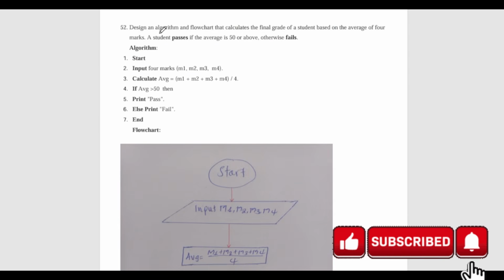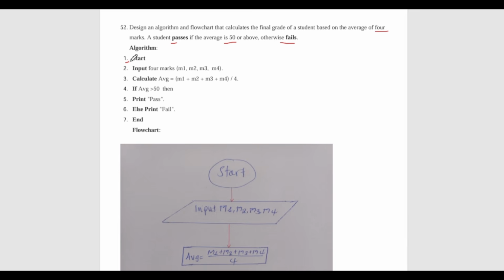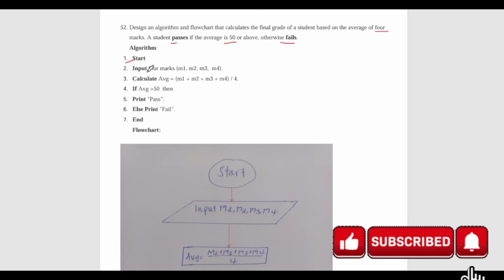The next one here. Design an algorithm and flowchart that calculates the final grade of a student based on the average of 4 marks or 4 subjects. A student passes if the average is greater than or equal to 50, otherwise fails. Look, the first thing you have to do is start. Step 2, read or input 4 course marks: mark 1, mark 2, mark 3, mark 4. Third step, calculate average equal to mark 1 plus mark 2 plus mark 3 plus mark 4 divided by 4.